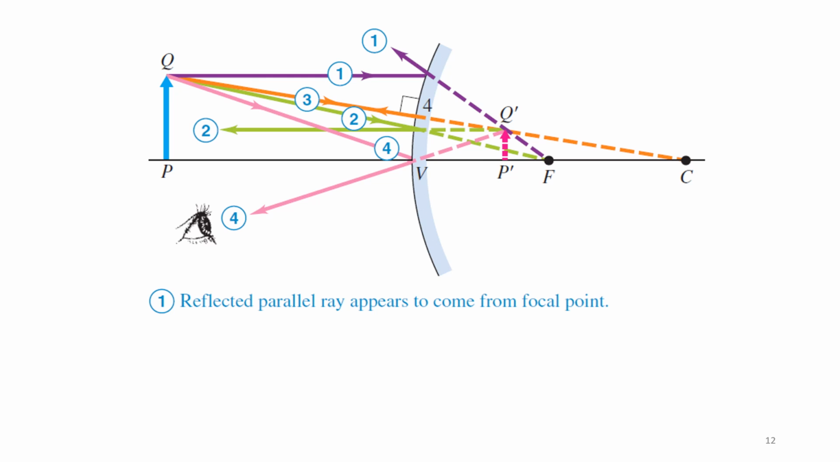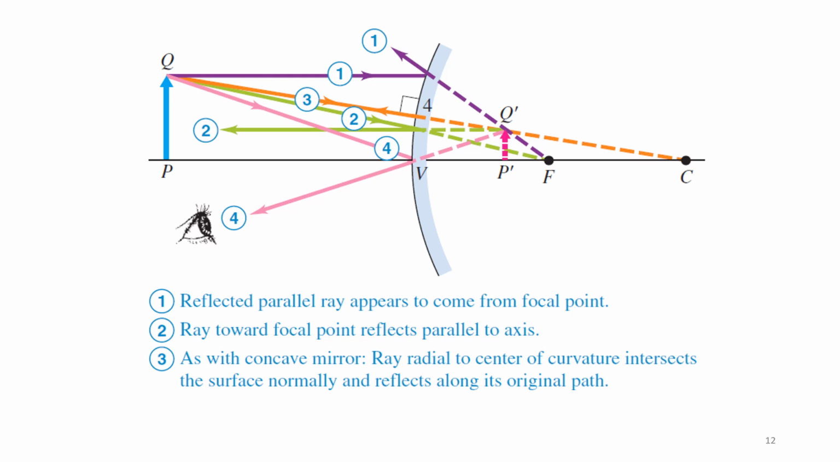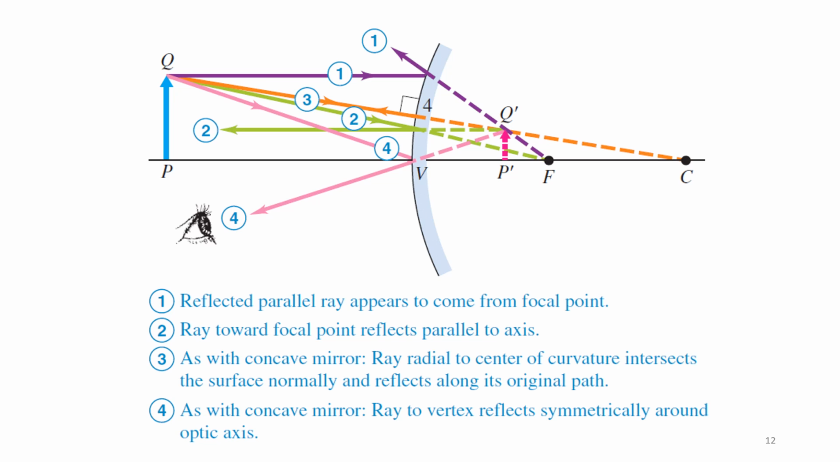The second one, the incoming ray approaching the focal point, so this would be the green one. Notice that its incoming ray is focused towards the focal point, but then it will have an outgoing ray that bounces parallel to the optical axis. For the third one, the ray that approaches the center of curvature will hit the mirror perpendicularly, similar to the concave mirrors, and will bounce back the same way it approached. And finally, the light ray that gets reflected symmetrically and basically bisected by the optical axis is a possible principal ray.